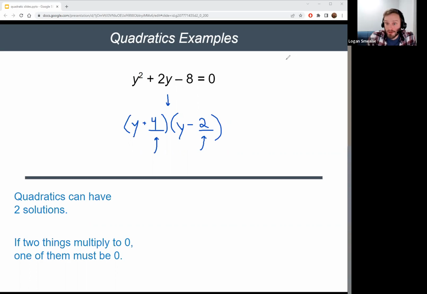How do I know that works? Well, -8, if I want to multiply to that, I can do 2 times -4. Here, let's do it like this, 2 times -4, -2 times +4, 1 times -8, and -1 times +8. Those are pretty much my only options. Which of those adds up to a +2? It's just this one, -2 and 4. Ding, ding, ding. Those are our two numbers.